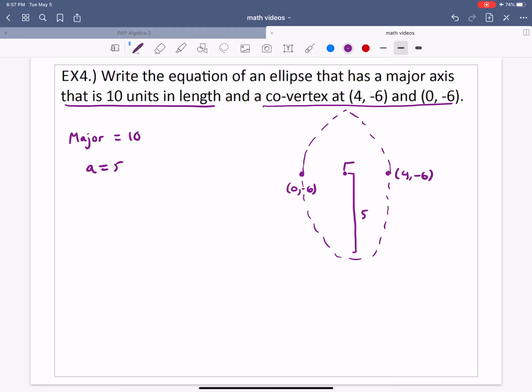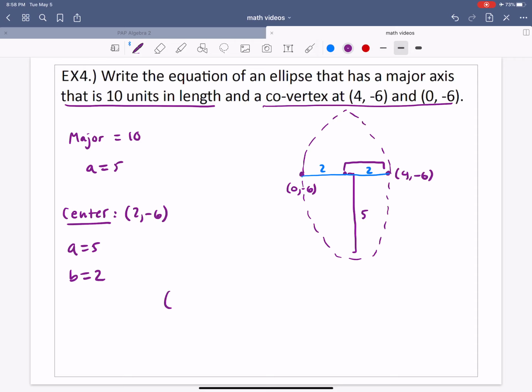And our b value is the distance from the center to one of those co-vertices. So let's find the center point. The center is halfway between the co-vertices. So the point that's halfway between there would be 2, -6. Again, we know that a is 5. So we count the total distance of the minor axis is 4 units. Cut that in half, we get 2 and 2. So that tells us that the b value is 2.